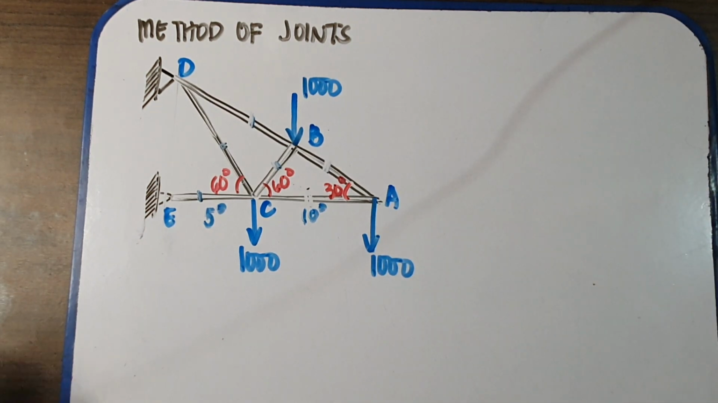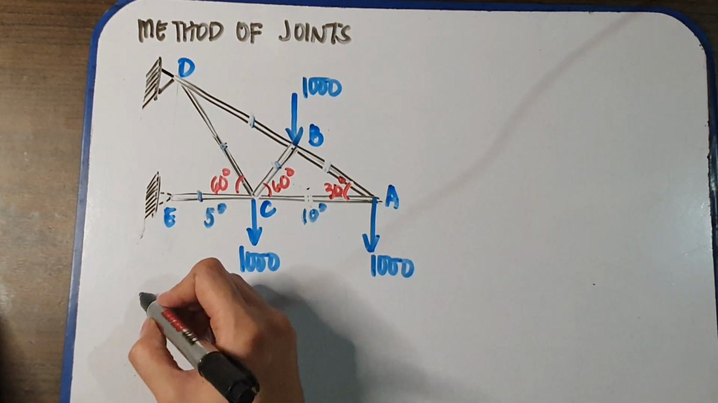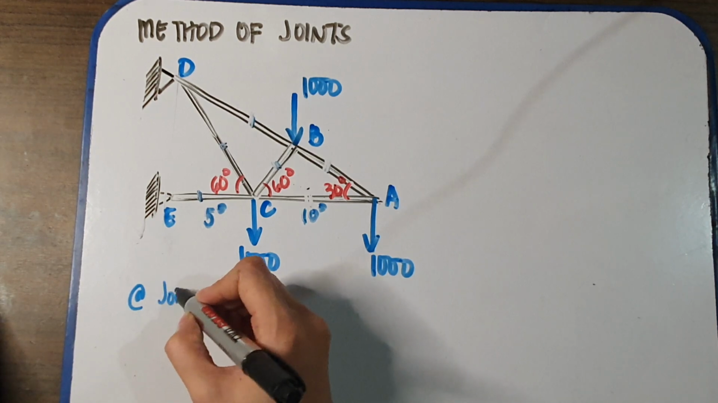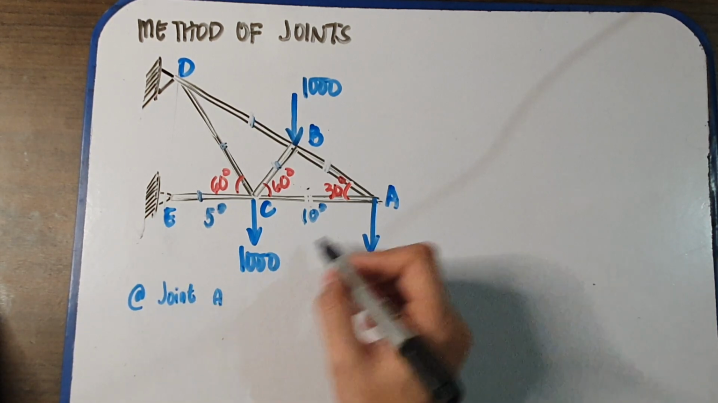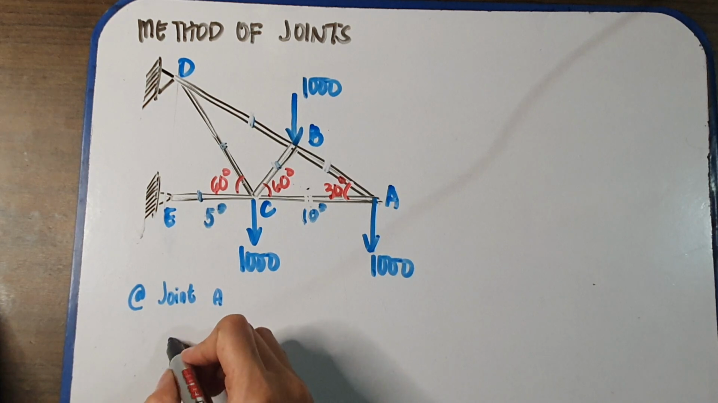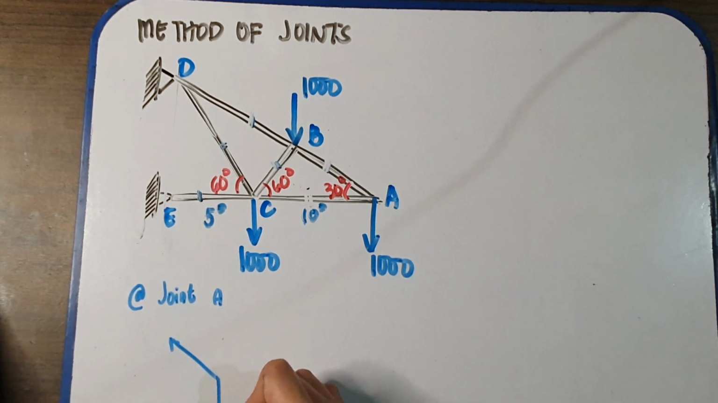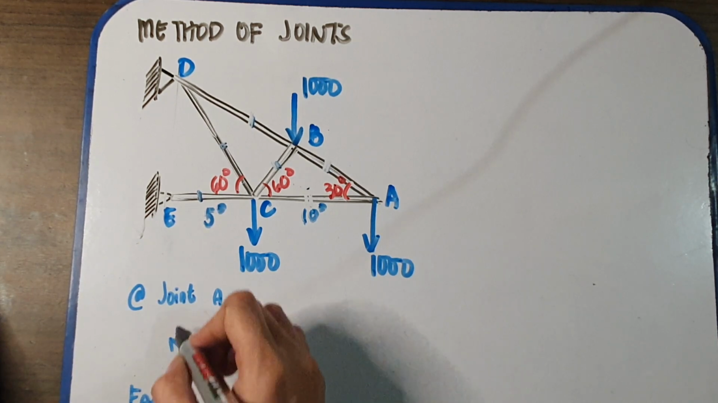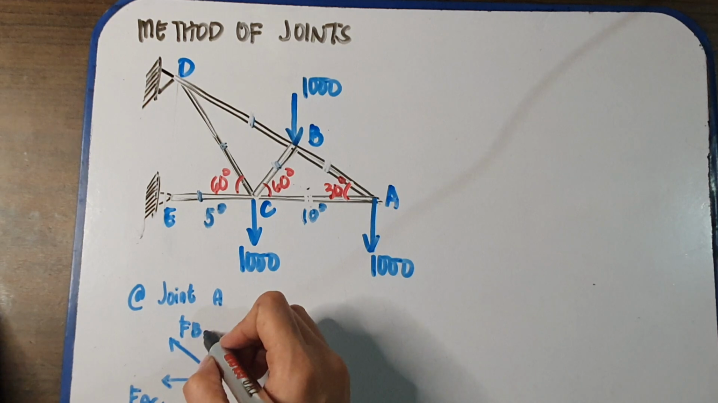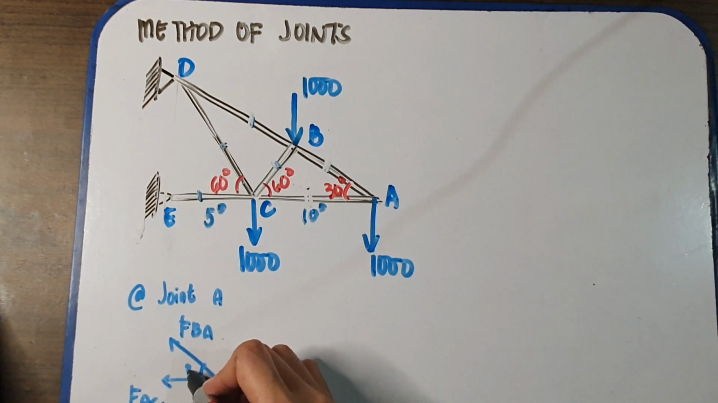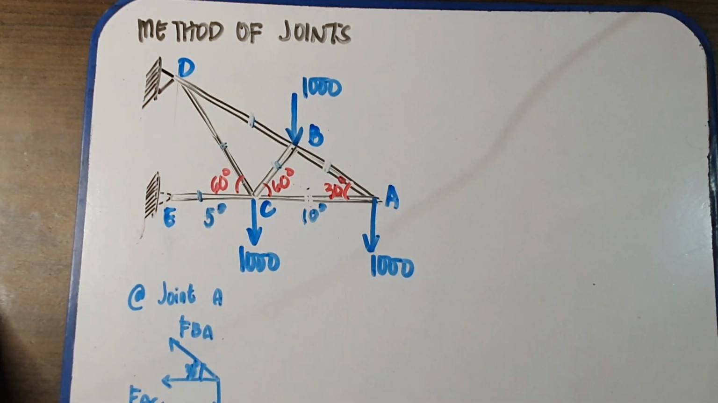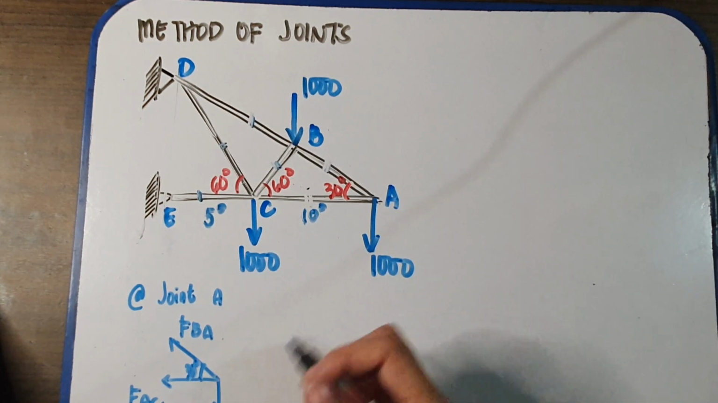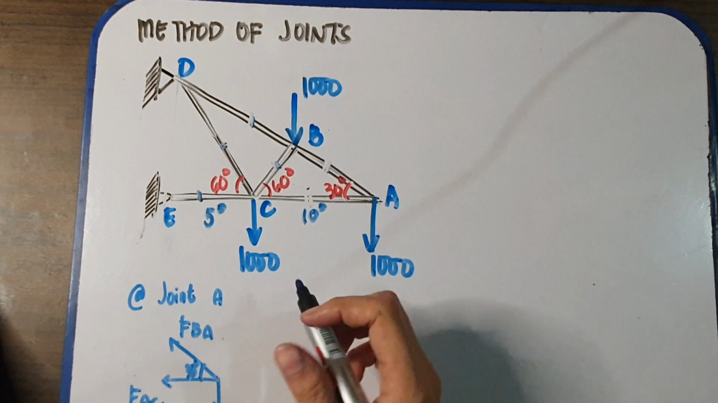So, alin dyan yung joint A? Ito. So, at joint A, kunin natin yung free body diagram. So, yan. Bababa, 1,000. And ito naman, this is force AC, force BA at 30 degrees. So, ano yung pwede natin gawin dyan or una natin makukuha dyan? Siyempre, makukuha natin dyan is yung force AB.